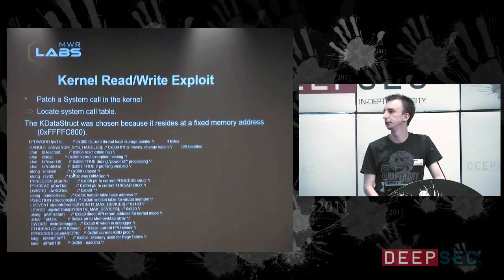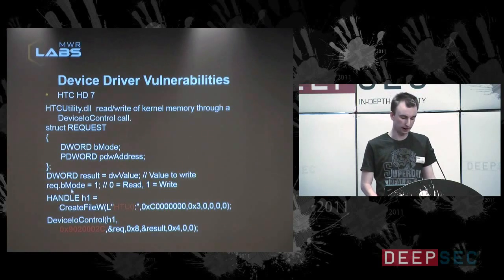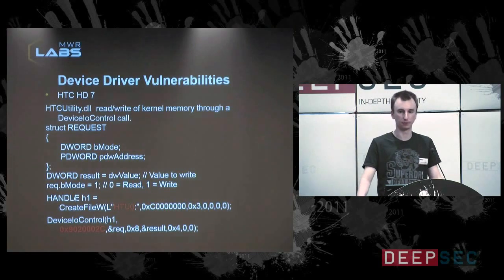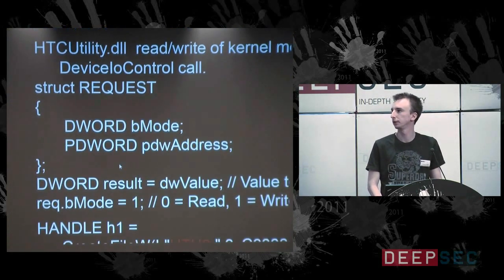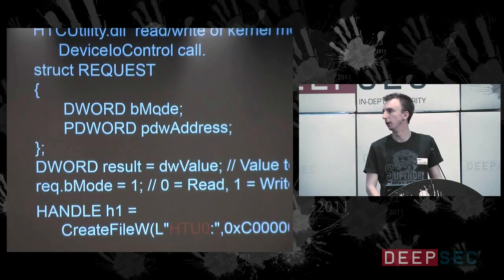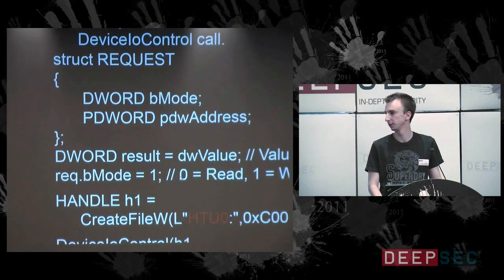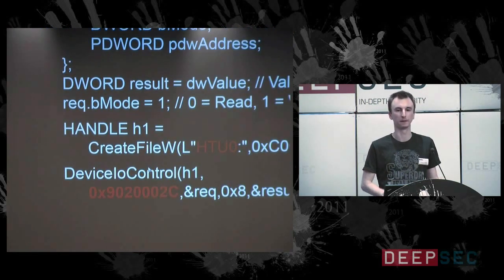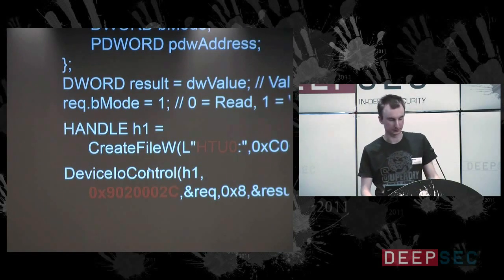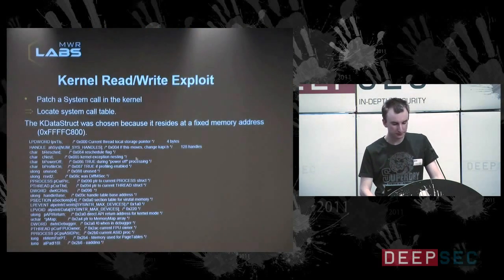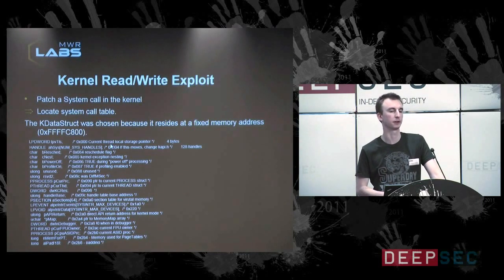The way I did it was opening up a device handle to the device driver and creating the struct, hopefully you can see that, with the mode, read or write access, specifying the address, and specifying what you want to write at that address, and then calling DeviceIoControl. That allows you to do 4-byte writes anywhere in the memory space, which is quite nice. So I thought, how can you turn arbitrary read and write access into code execution in the context of the kernel?